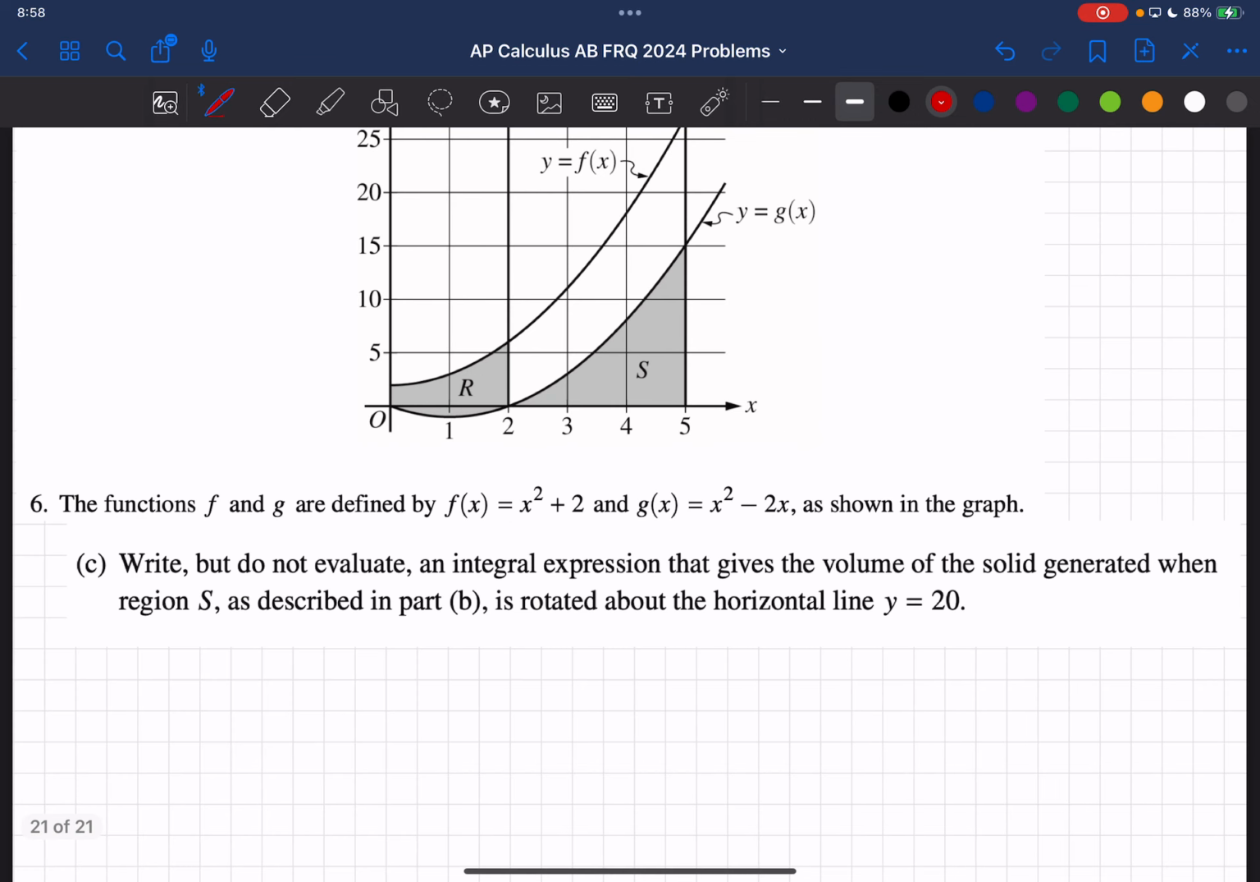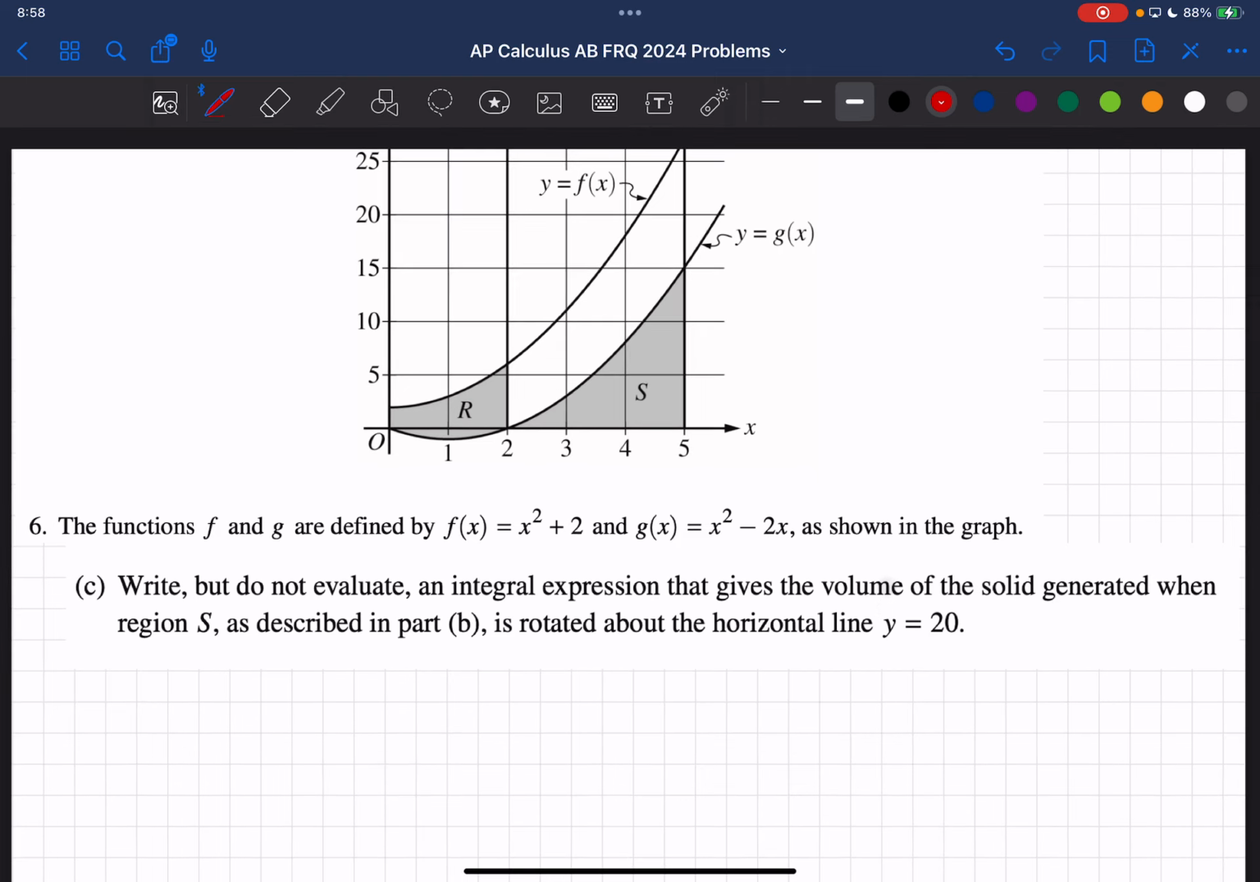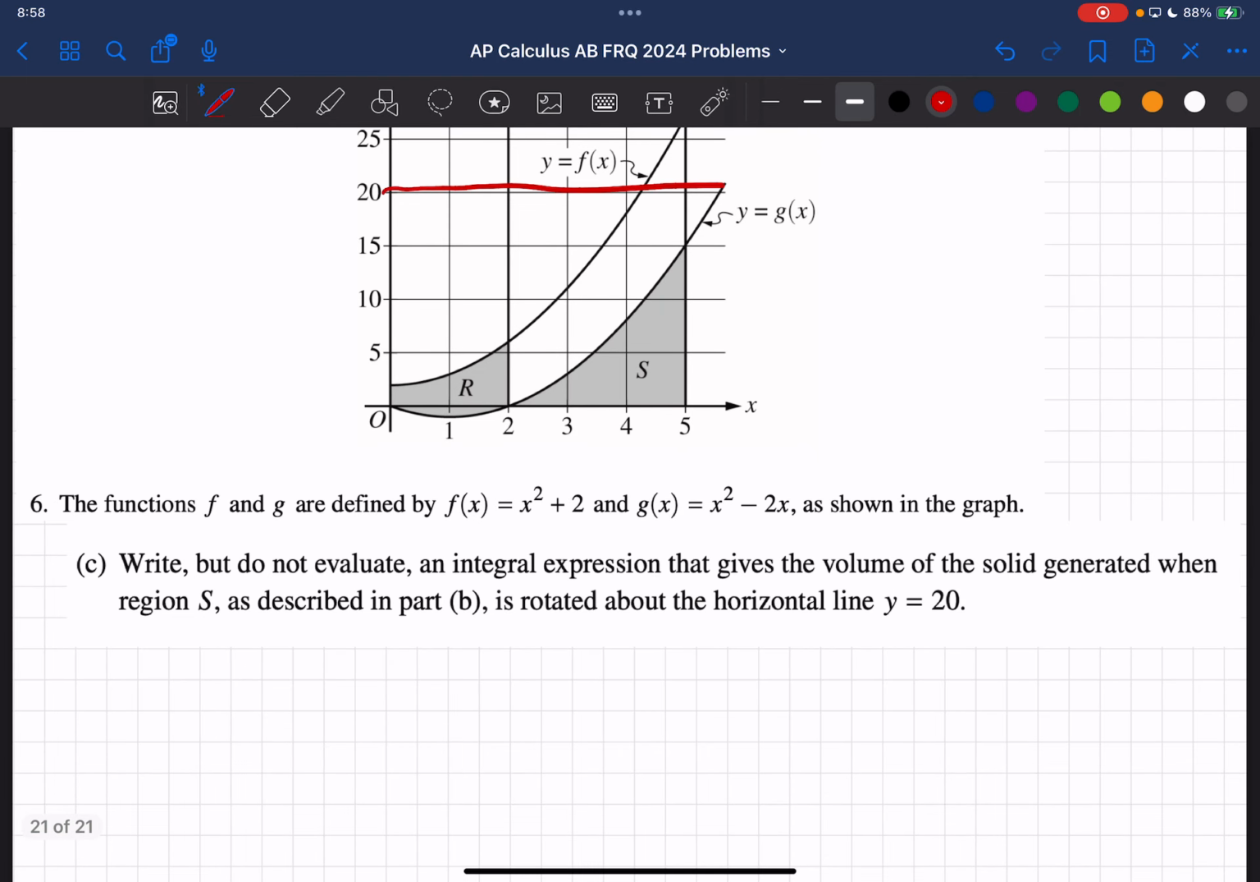Now on to part C. Here it says, write but do not evaluate an integral expression that gives the volume of the solid generated when the region S is rotated about the horizontal line y equals 20. Now that line is way up here. So that means we have the big radius from the center to the outer edge, and then we have the little radius. So that means our integral is going to be a washer. So we go from 2 to 5, and so it's big R squared minus little r squared dx.